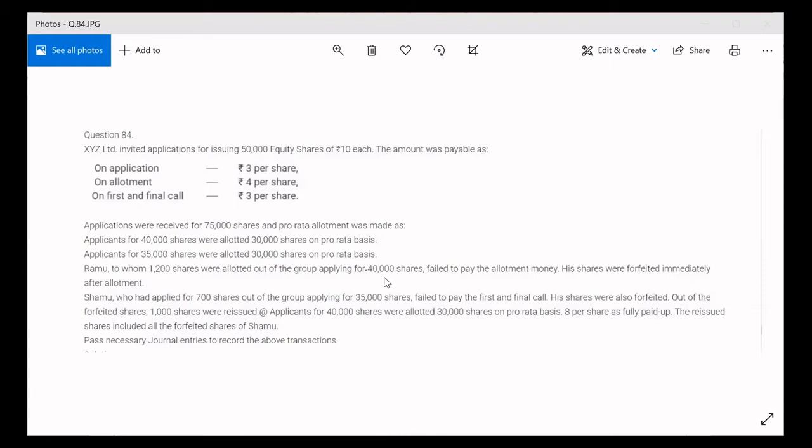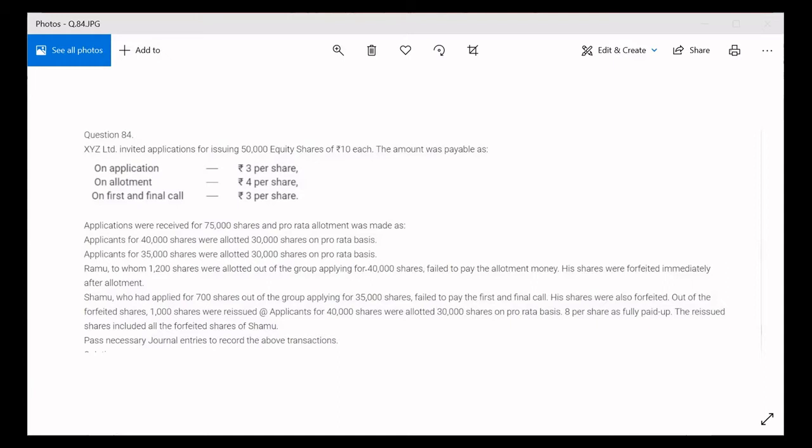Ramu, to whom 1,200 shares were allotted out of the group applying for 40,000 shares, failed to pay the allotment money. His shares were forfeited immediately after allotment. Shamu, who applied for 700 shares out of the group applying for 35,000 shares, failed to pay the first and the final call. His shares were also forfeited.